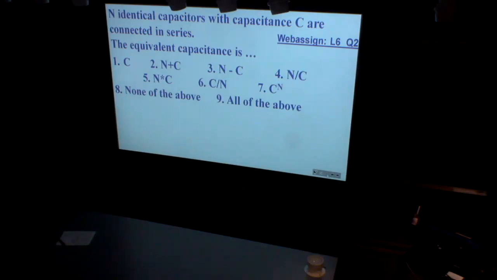Well, this is our current topic, capacitors, and yesterday we have learned how to calculate the equivalent capacitance for different situations. And of course, the first step is to draw a circuit. Also, you could call it a diagram, which represents this situation.